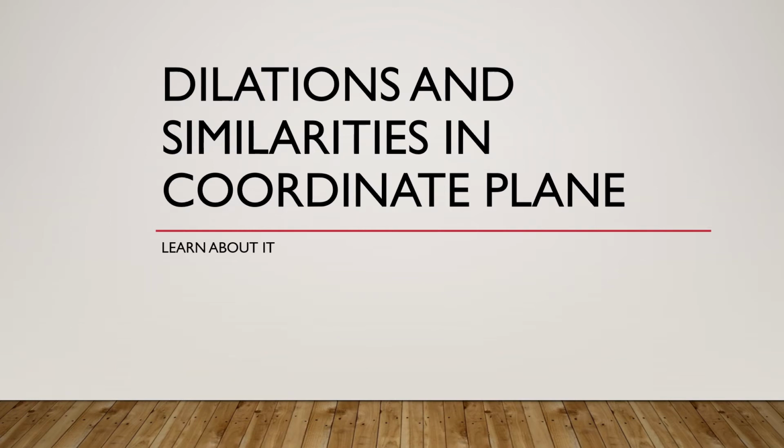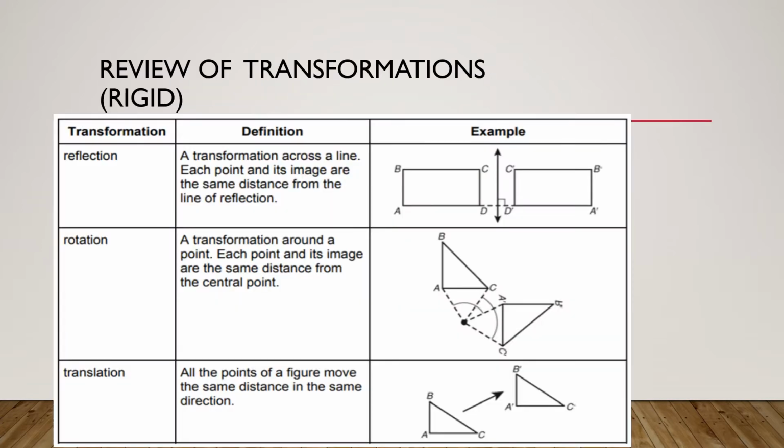We're now on to lesson 2 for the week of May 4th through the 8th. We're doing the learn about it for dilations and similarities in the coordinate plane. So first we're going to review the transformations we had already done earlier this year. They're rigid transformations because once they're moved, we're not expanding them.